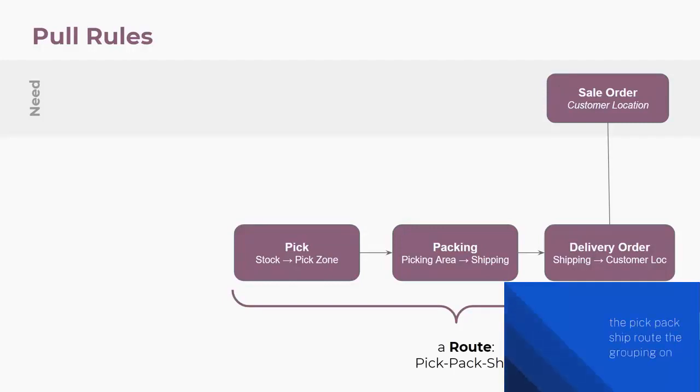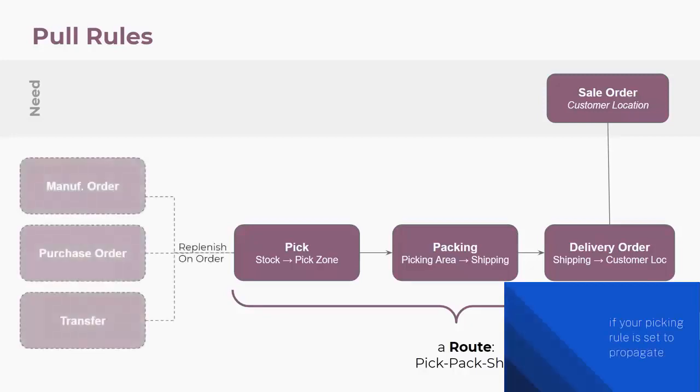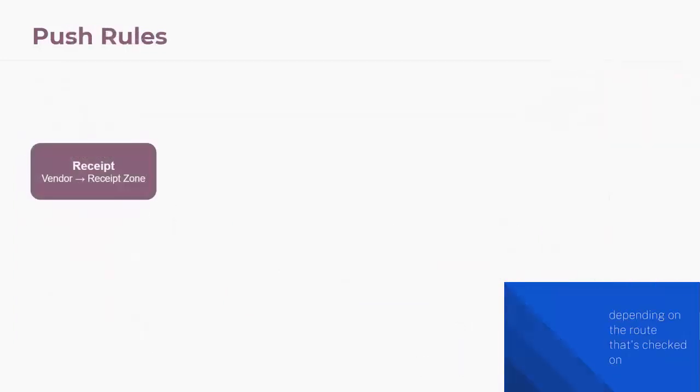The grouping of products will be grouped in the same way. The picking operation will group all orders, whereas the packing operation respects the grouping per customer order. If your picking rule is set to propagate the need, it can trigger other pull rules. That's what the route replenish on order does, creating a manufacturing order to fulfill the need, depending on the route that's checked.